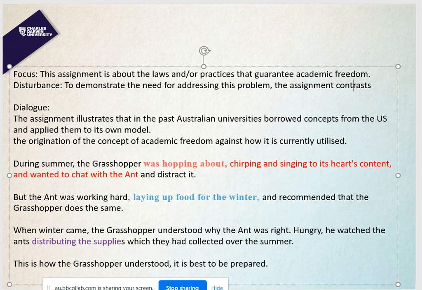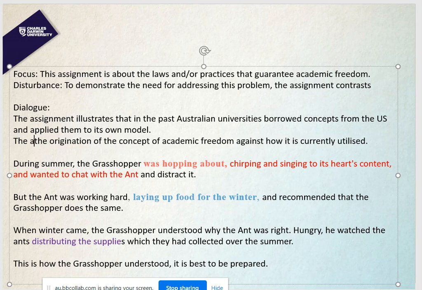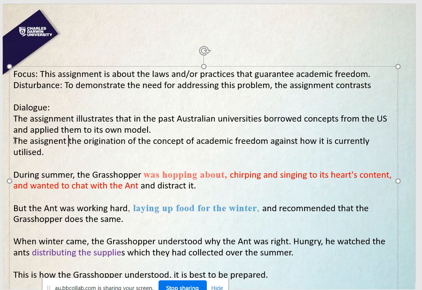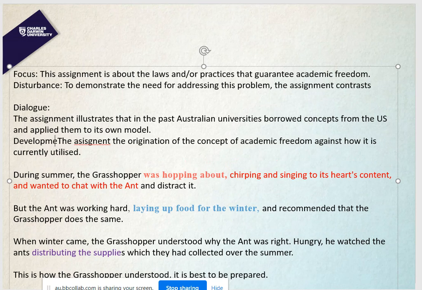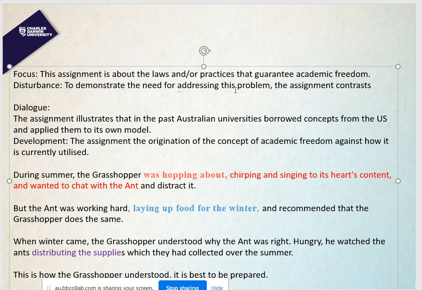So you don't contrast this. I think that will be development. That will be development, how you do it, right? So that's different. Think of the thesis, how it's structured. So this is the structure of the thesis. So disturbance: to demonstrate the need for addressing disturbance, contrast.